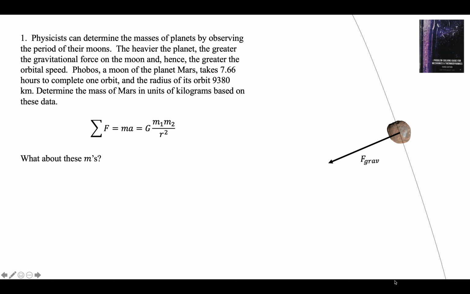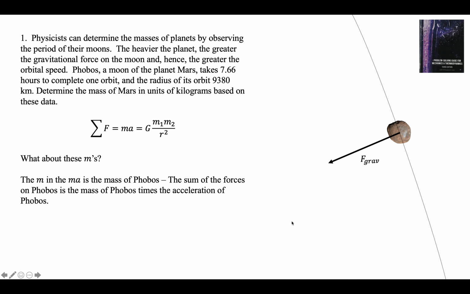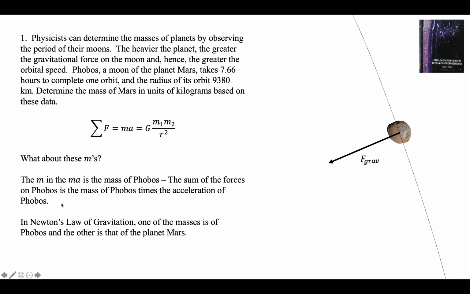That's G m1 m2 over r squared. We got three m's in there. We got m, m1, and m2. m1 and m2 are Phobos and Mars, and the m in ma is the mass of Phobos, right? Because the sum of the forces on Phobos is the mass of Phobos times the acceleration of Phobos. That's what F equals ma means.